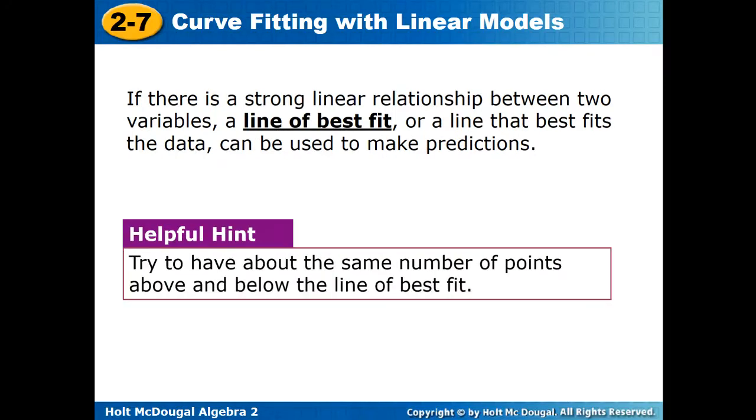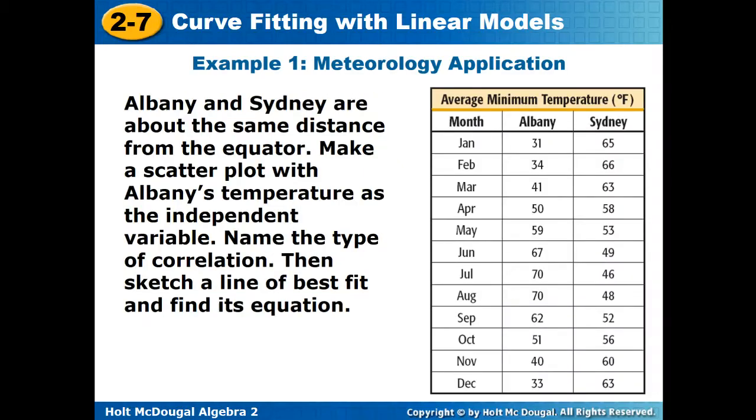Okay, so if there's a strong linear relationship between two variables, a line of best fit, or a line that best fits the data, can be used to make predictions. When we are drawing our line of best fit, you want to try and have about the same number of points above and below the line of best fit. All right, so let's take a look at an example.